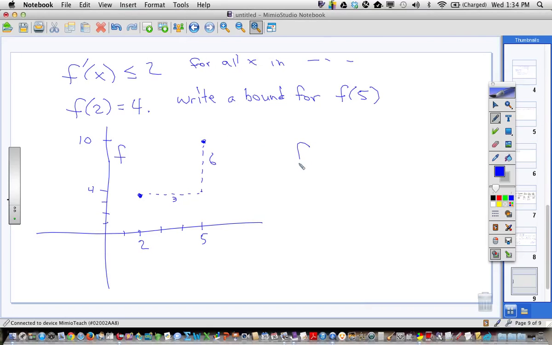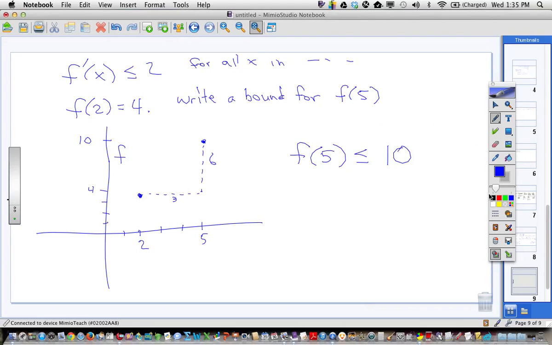So what would you say? F of 5 is less than or equal to 10, right? 6 is how much it could go up, but it already was at 4. It was already at 4, it could go up 6, so the most it could be is 10.